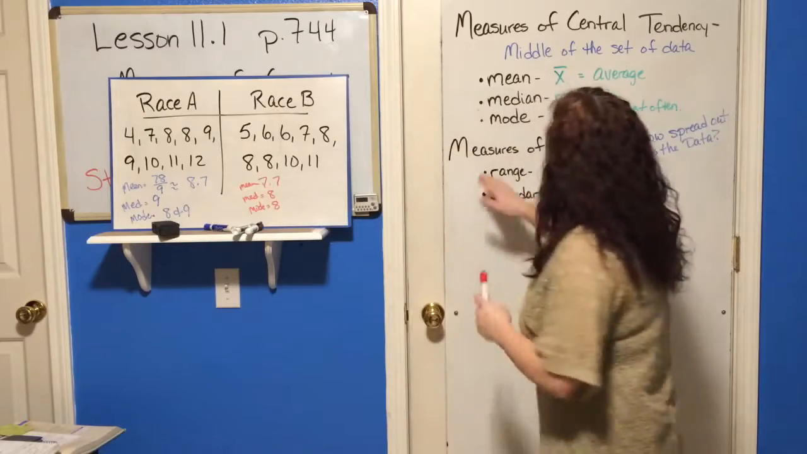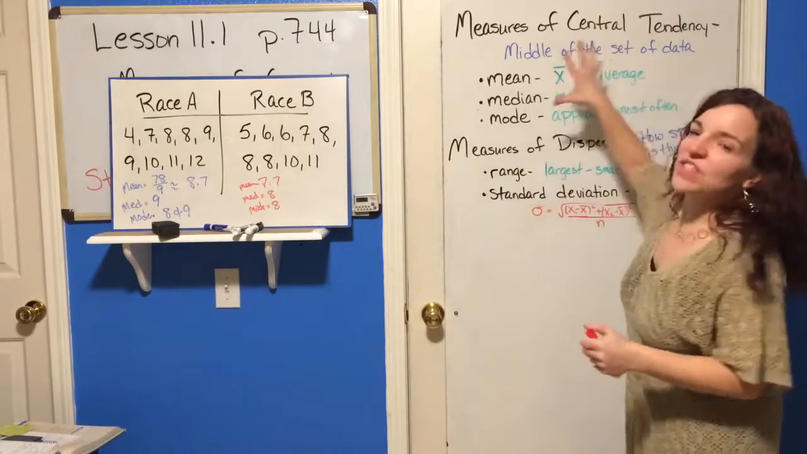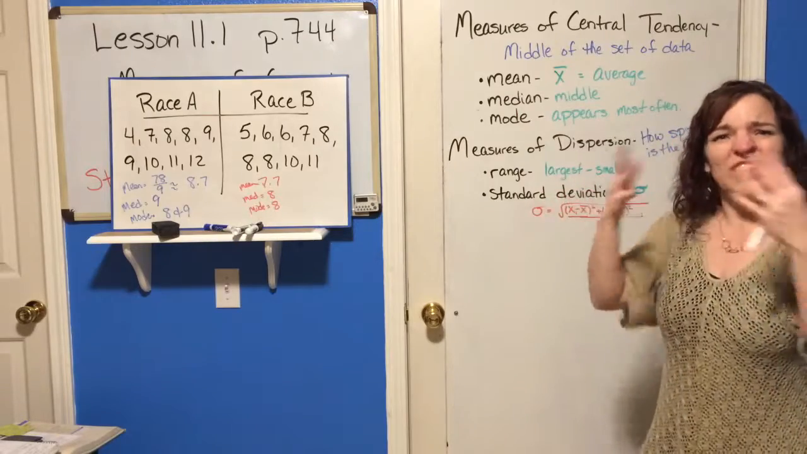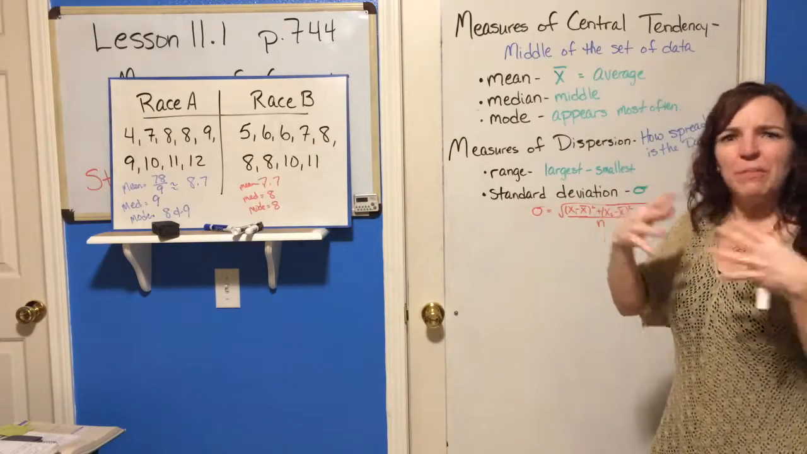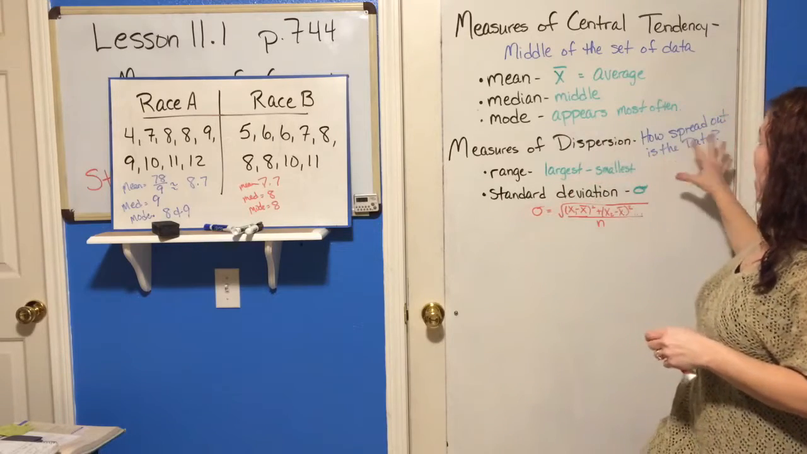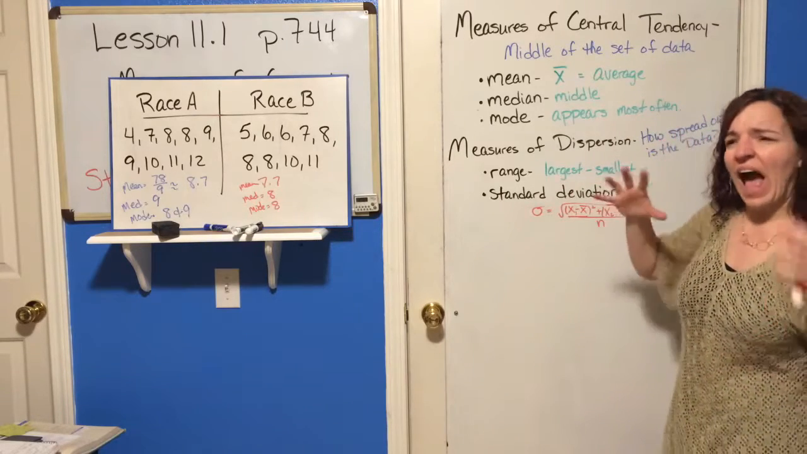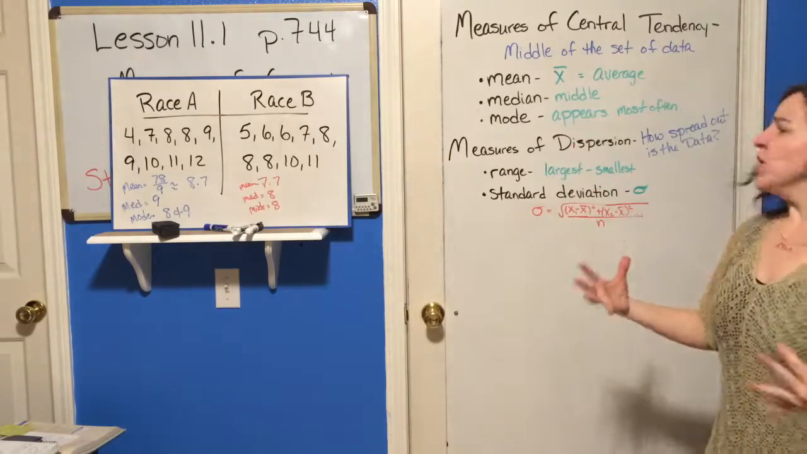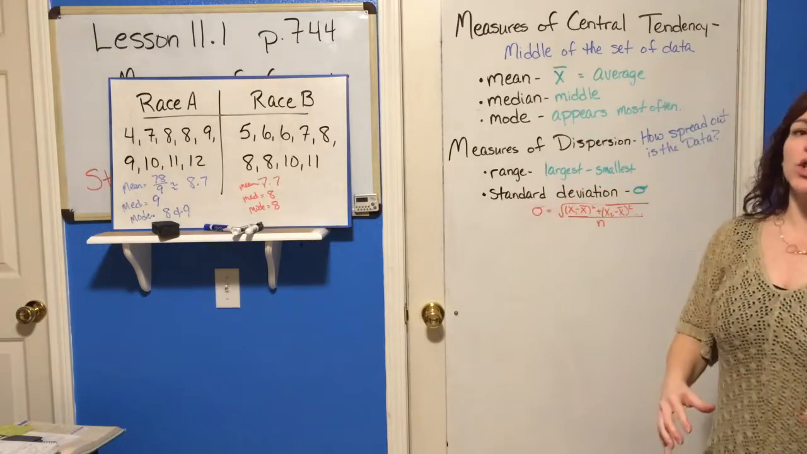The measures of dispersion. So that was measures of central tendency, finding the middle in three different ways, three different types of the middle. Measures of dispersion show us how spread out the data is. How far from the middle did we go? There are two different ways that we're going to look at that.